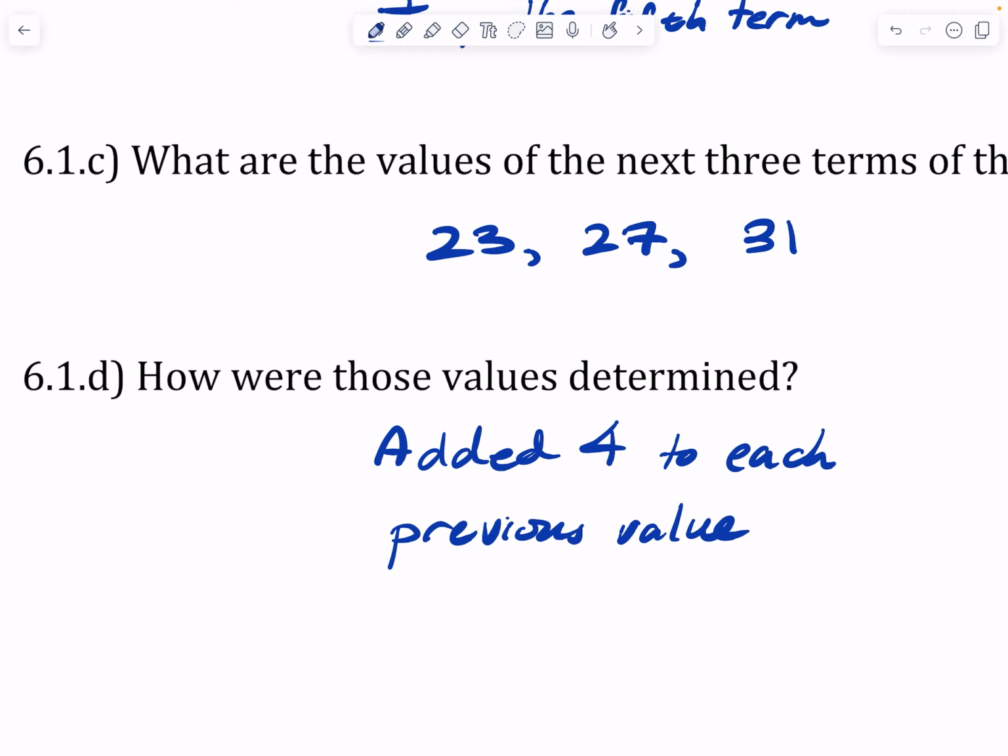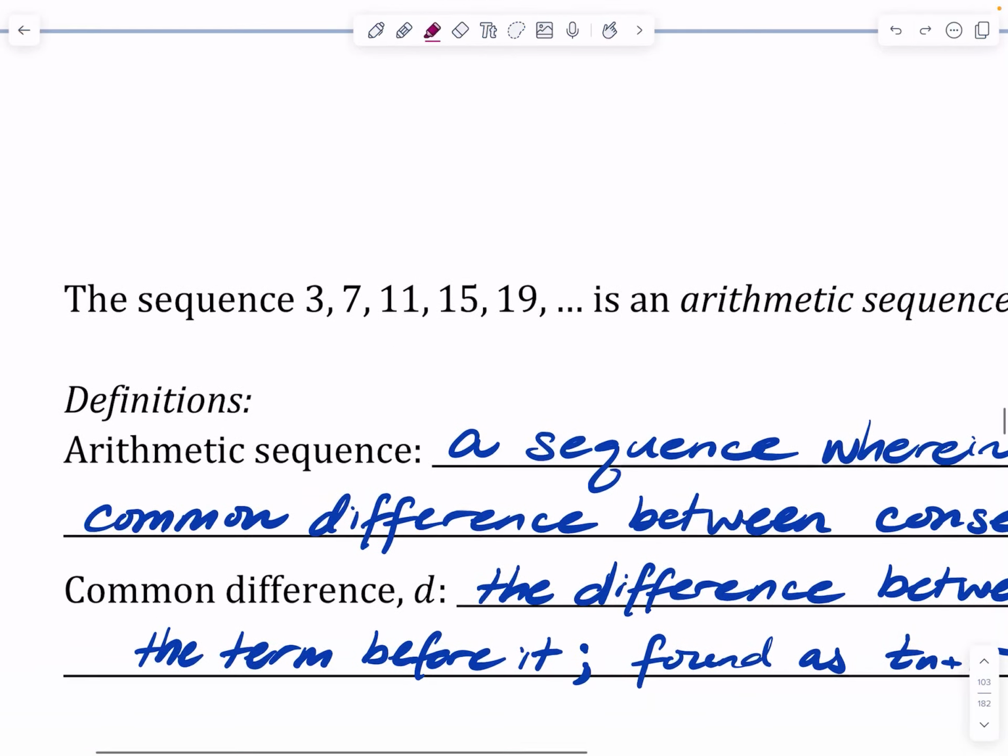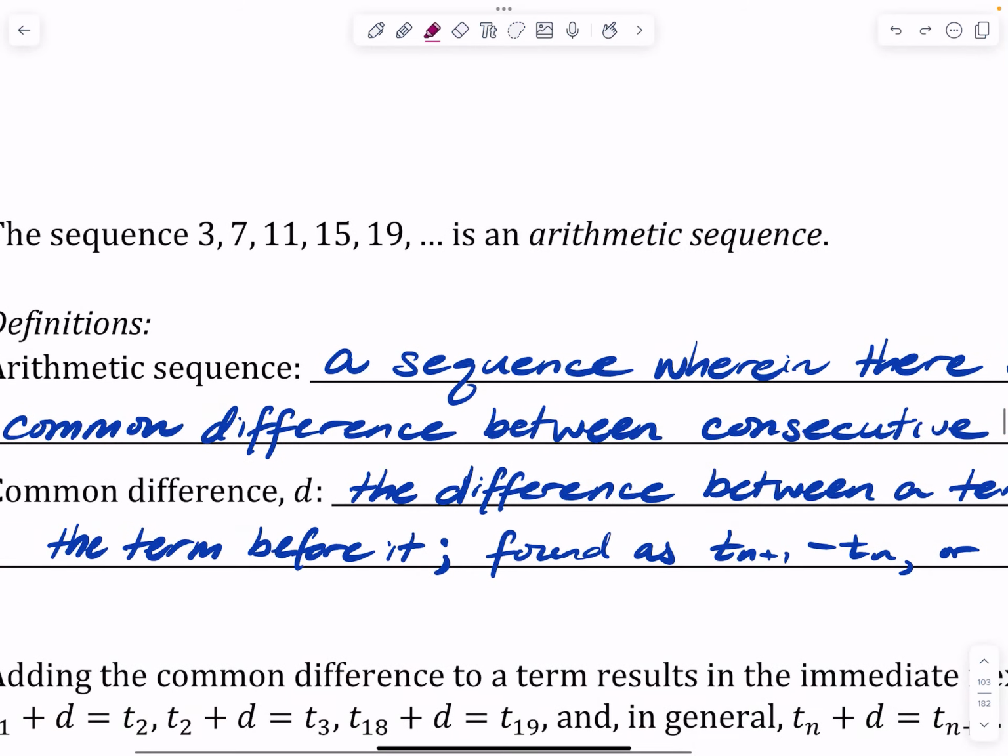This is kind of a defining feature of an arithmetic sequence. In an arithmetic sequence, we essentially add some constant value to each term to get each next term. And we can always phrase that as addition. So by definition, here's how we define an arithmetic sequence.